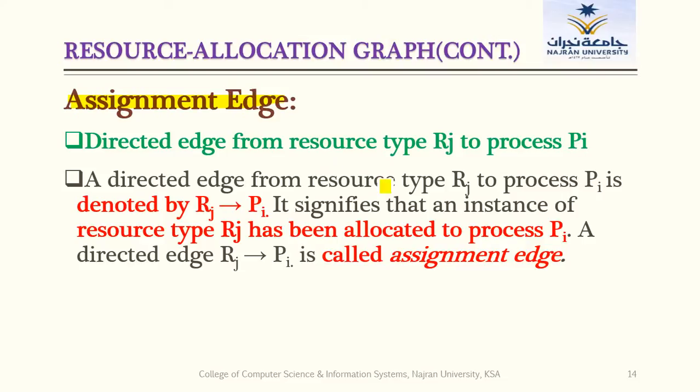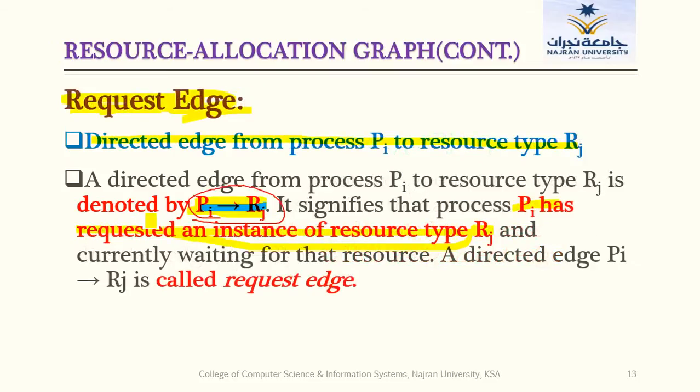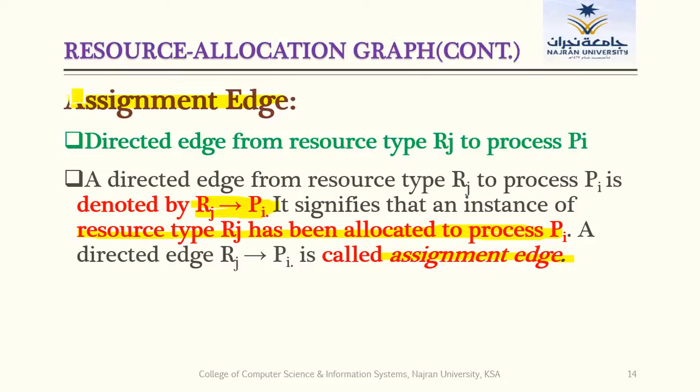It means a directed edge from resource type Rj to process Pi. This is the opposite of the request edge. Here, Rj is assigned to Pi, and this is called the assignment edge. It means the resource type Rj has been allocated to process Pi. Okay, so we have two types of edge. When we make a resource allocation graph, one edge will be called the request edge, and the other edge will be called the assignment edge.